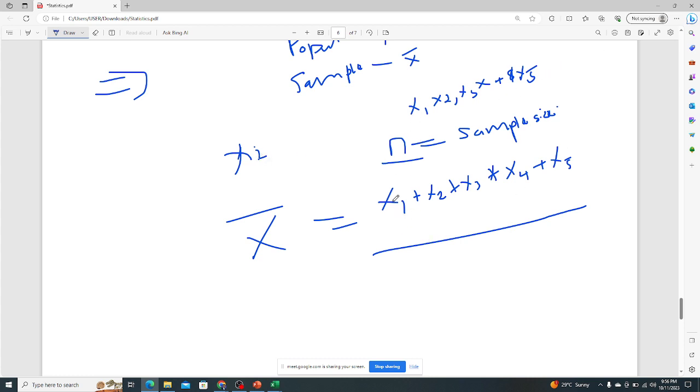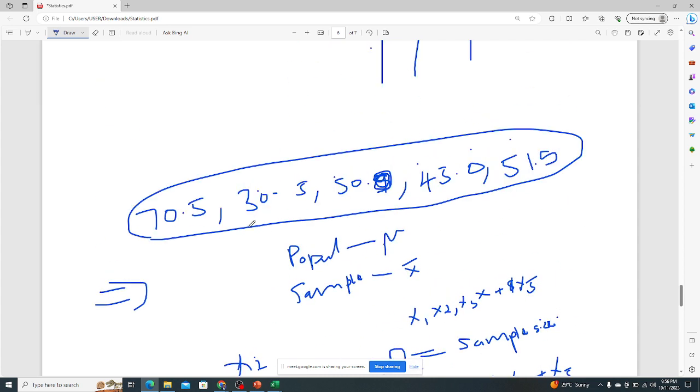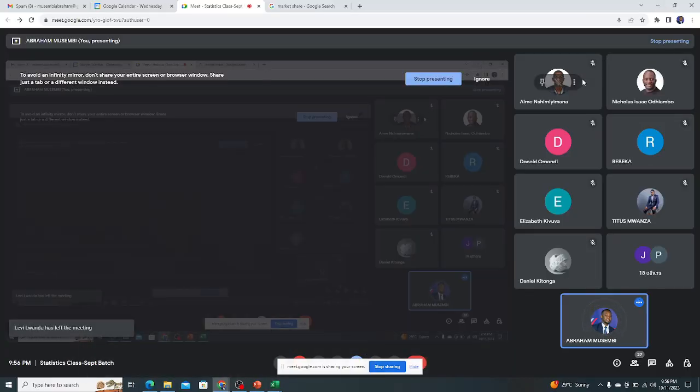So our n is 1, 2, 3, 4, 5, so n is 5. This is the sample mean. To get the mean, you take this value plus this value plus this value plus this value plus this value, and divide by the total count, which is 5. Basically, that's what we call mean. By definition, it's the simple average. All right, what about mode?